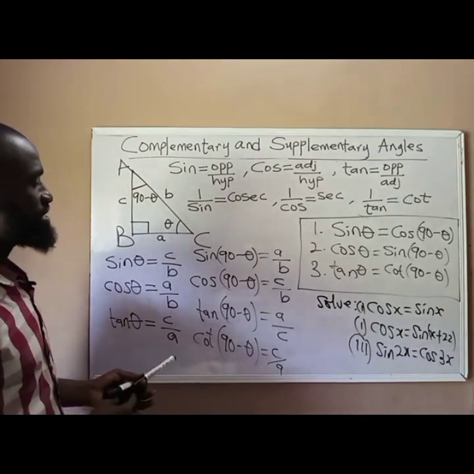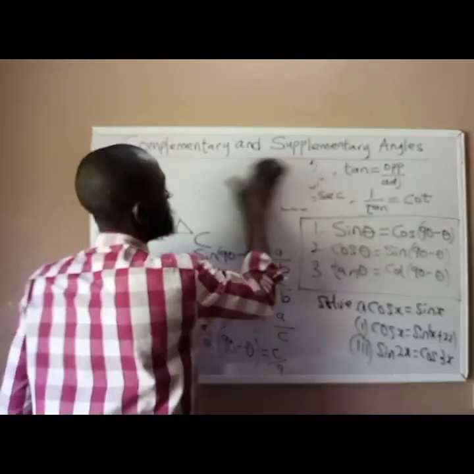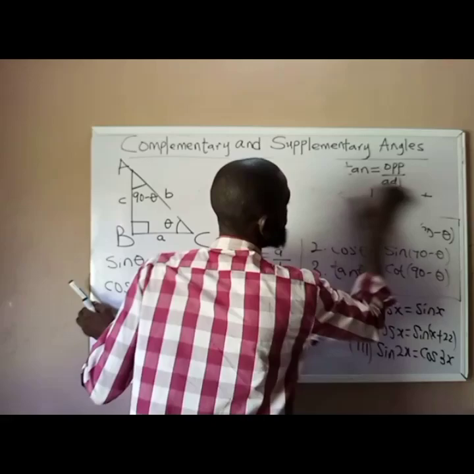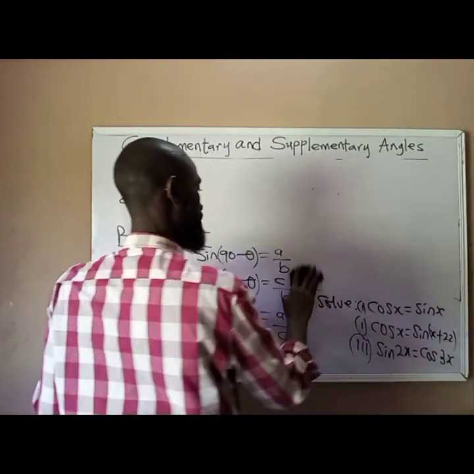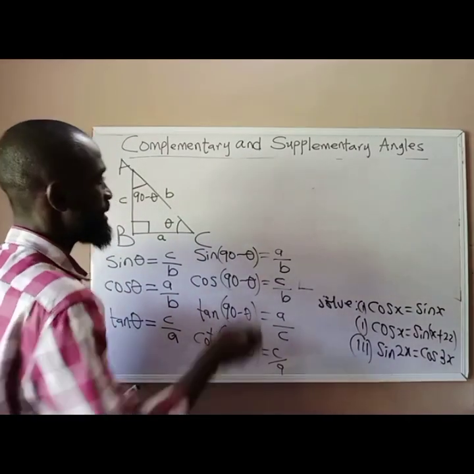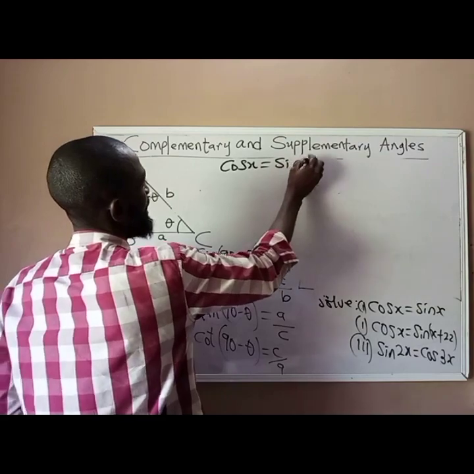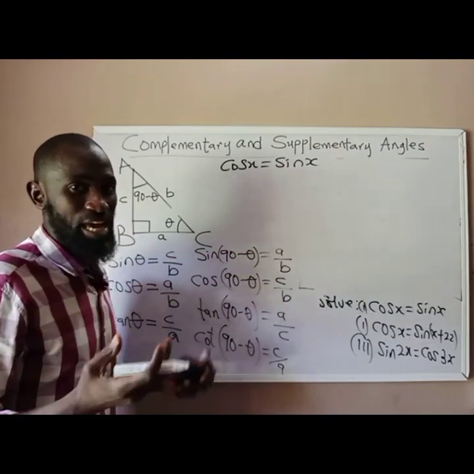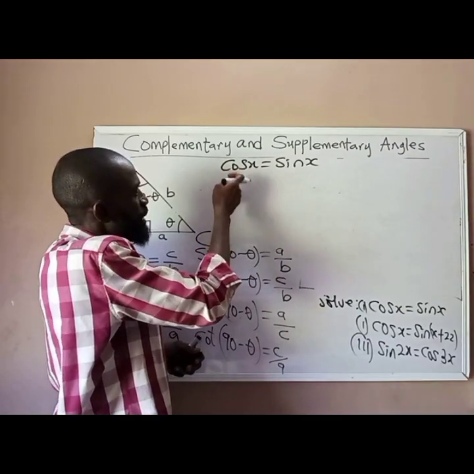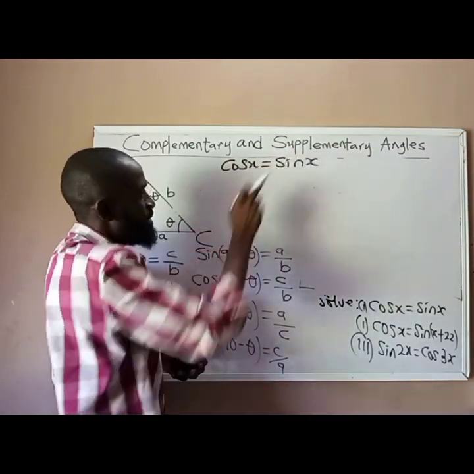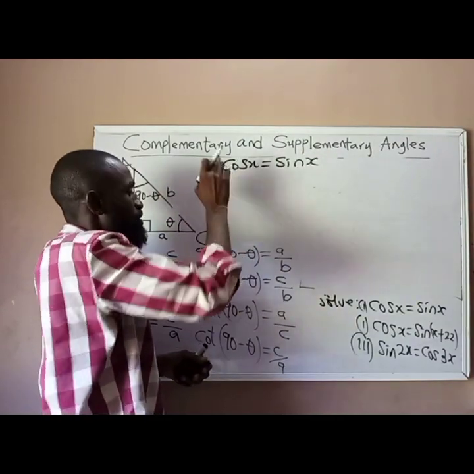Let me wipe this place off. The first one, cos x equals sin x. So what is the idea behind this? It is either we change this one to sine so that we have sine here and sine here, or we convert this one to cos so we can have cos on both sides. Let us just solve it.